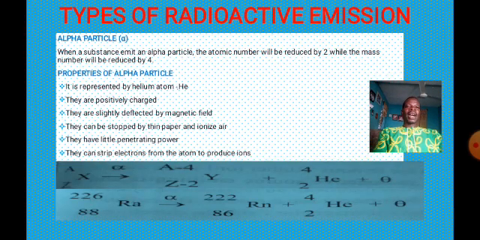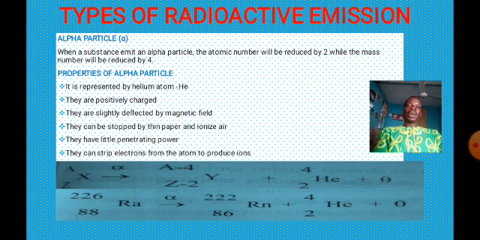Now let's move on to types of radioactive emission. There are three types of radioactive emission. We have the alpha particle, the beta particle, and gamma particle or gamma ray. We start from the first one, the alpha particle. When a substance emits an alpha particle, the atomic number will be reduced by 2, while the mass number will be reduced by 4.